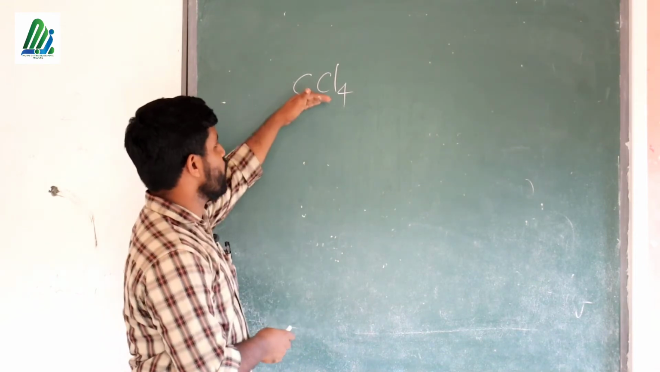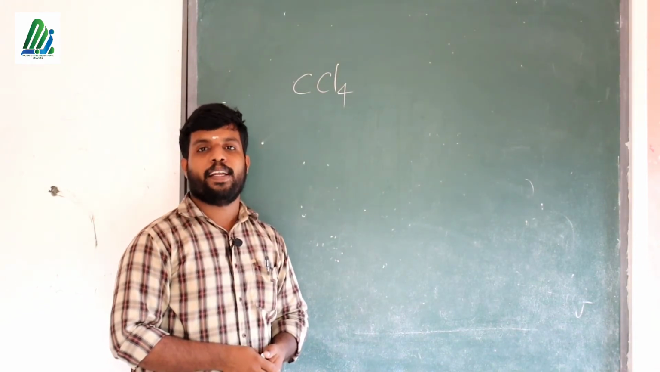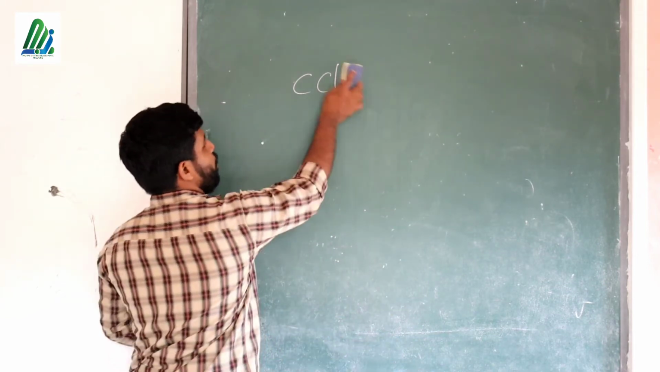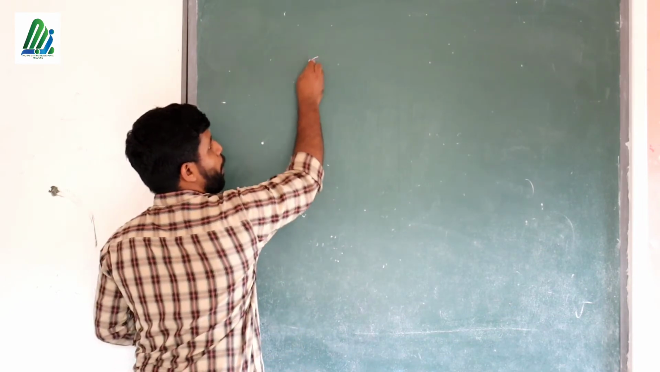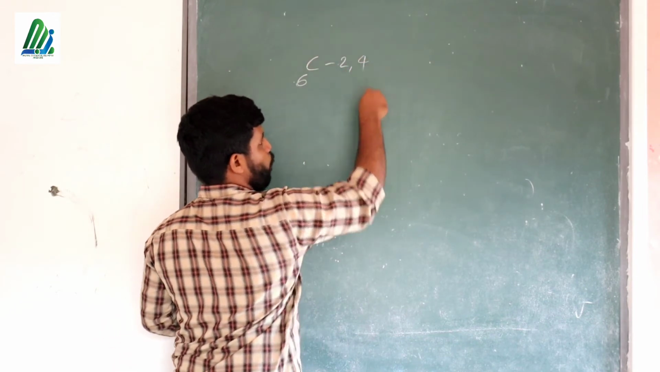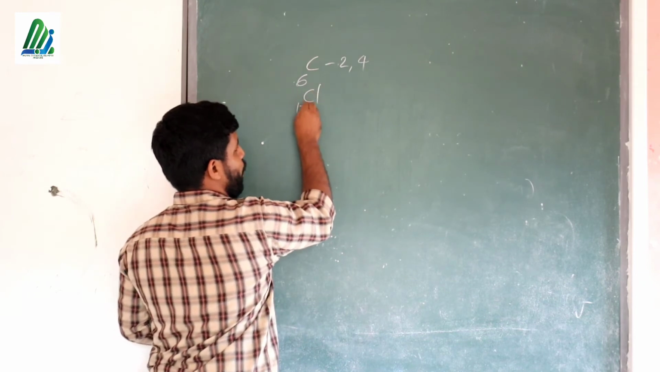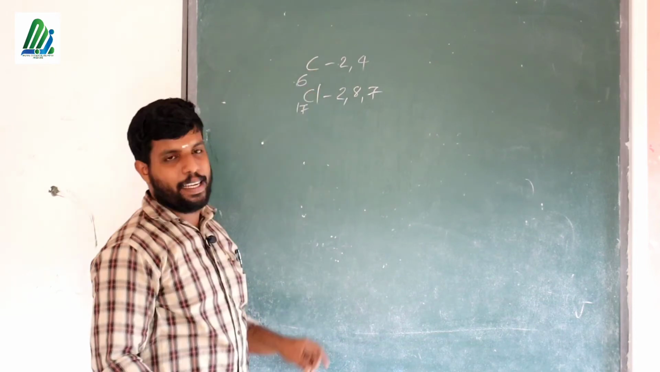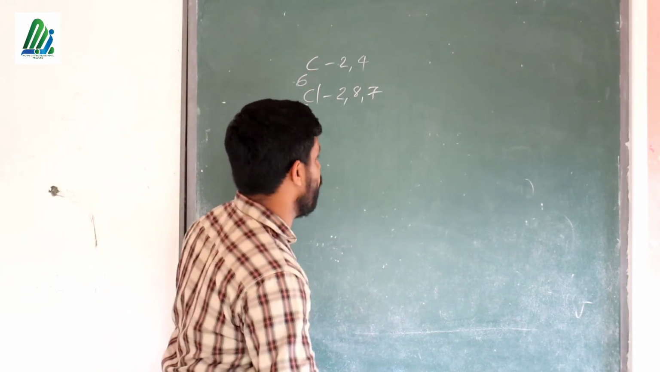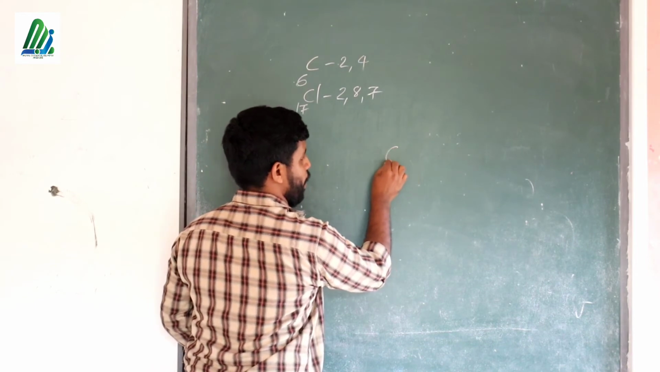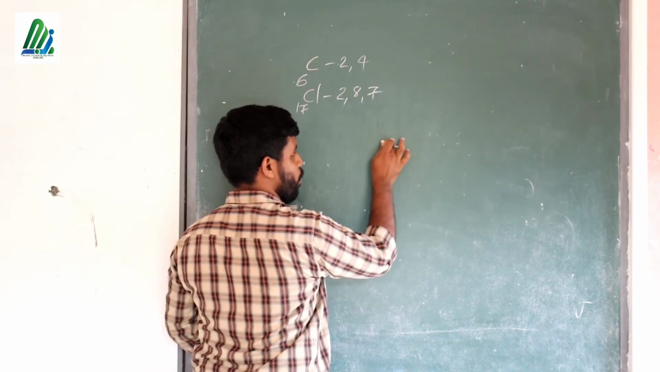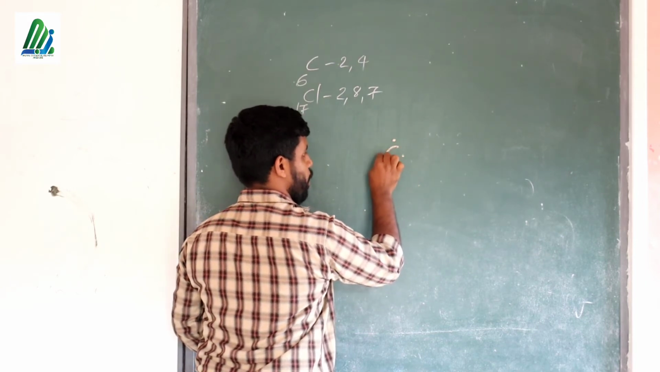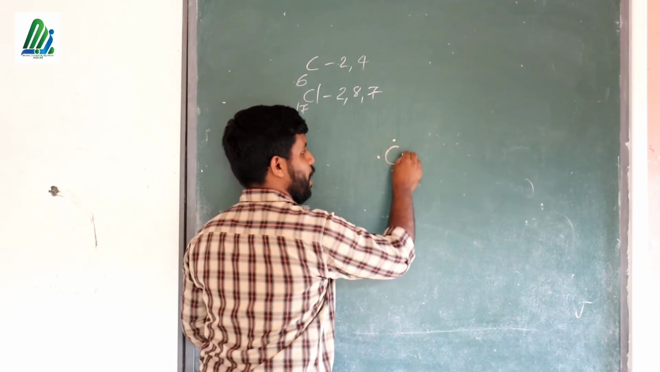Now we are going to discuss the structure and formation of carbon tetrachloride, CCl4, and how the compound is formed. For example, carbon has atomic number 6, electronic configuration 2,4. Chlorine has atomic number 17, electronic configuration 2,8,7. The carbon has 4 electrons in its valence shell, so how can you represent that? A single carbon atom, and 4 electrons are there in the valence shell. These are the electrons of carbon.